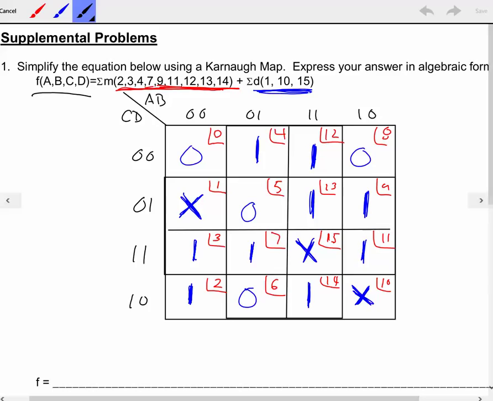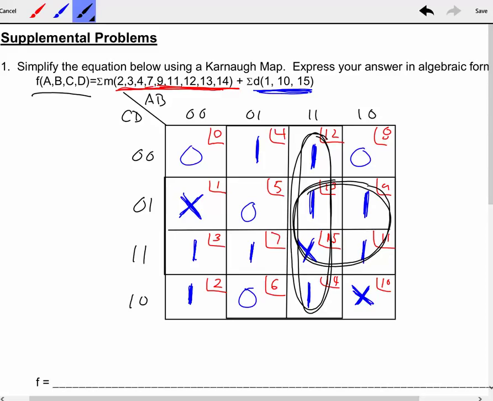All right, so I see a group of 4 right there. And notice that I use the X because we don't really care if that one's a 0 or a 1. So if an X helps you, you want to include it. But if it doesn't, then you don't need to include it in a circle. I also see another group of 1 right here as well. Okay, so those are 2 groups right there.